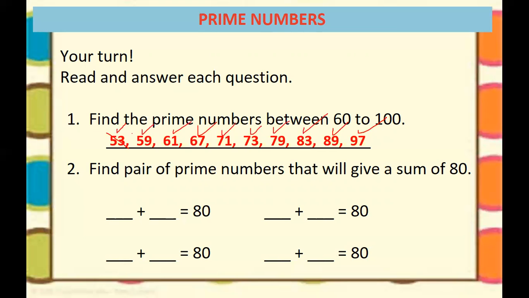Now, let's find a pair of prime numbers that will give a sum of 80. So it will be 7 plus 73 equals 80. 13 plus 67 is 80. 37 plus 43 is 80. And 19 plus 61 is 80. Okay? So when you see a question with a pair of prime numbers, you are going to use only prime numbers, but not any number.